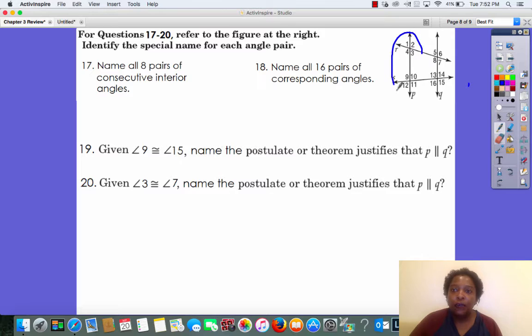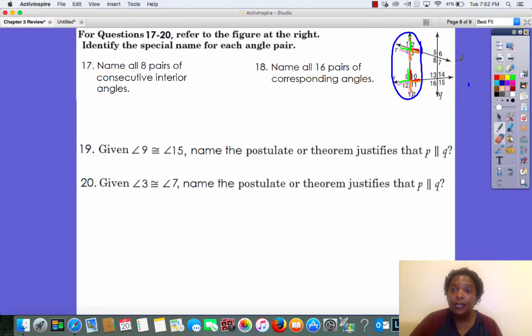Alright, my first set going up and down. Matching. Angle 1 goes with angle 10. Angle 3 goes with angle 11. Angle 1 goes with angle 9. And angle 4 goes with angle 12. So we're now at 12 pairs.